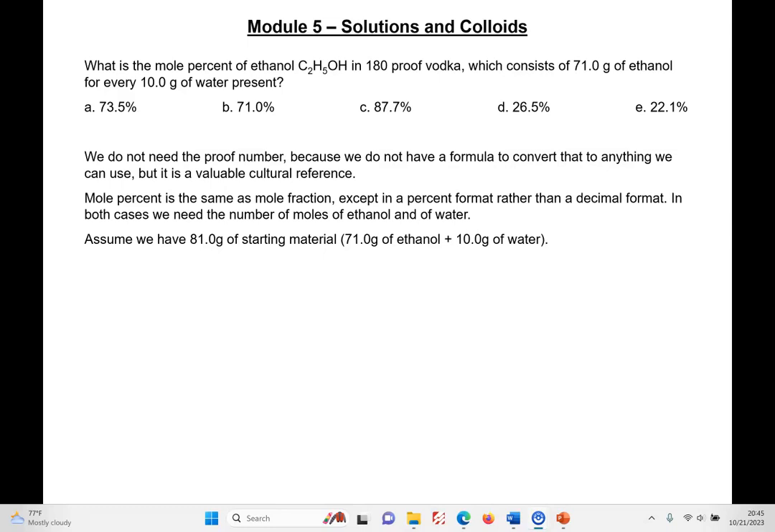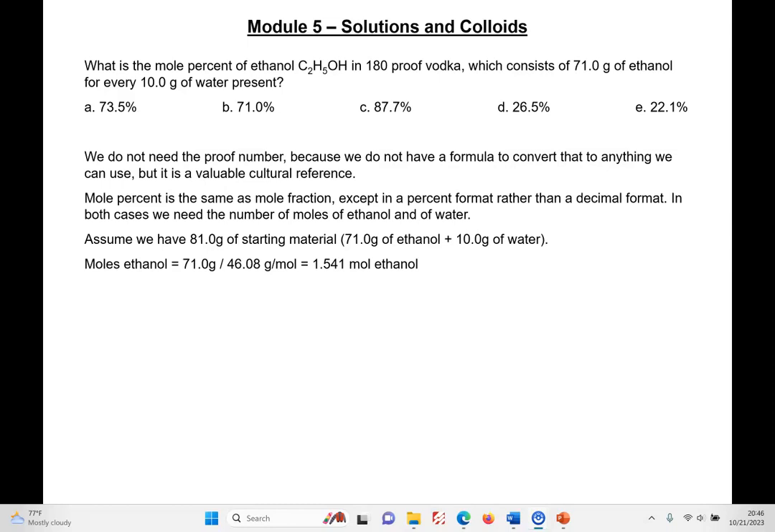Now in the past, I've said let's start with 100 grams because we didn't really have any other basis to start with. Here we have the 71 grams of ethanol and the 10 grams of water. So it makes sense to add those two together, get 81 grams, and let's just use that as our starting material. We could use 100, but then we'd have to do a little bit of arithmetic to get what the numbers would be for ethanol and water. 81 just sort of cuts out the middle step.